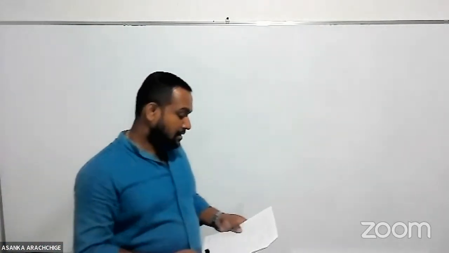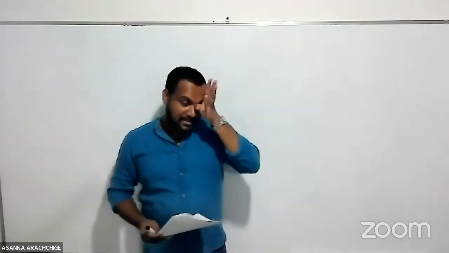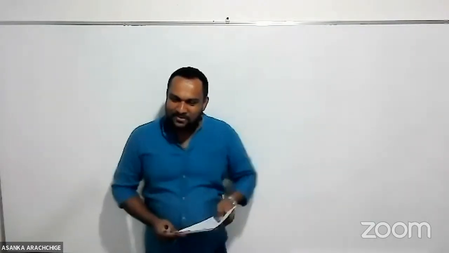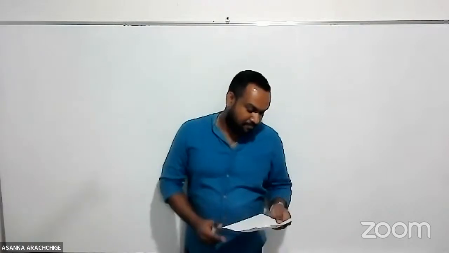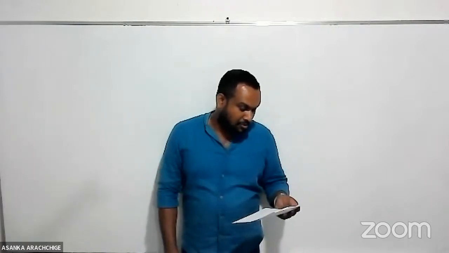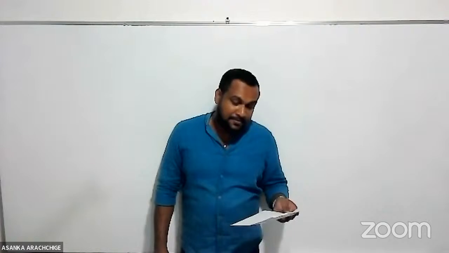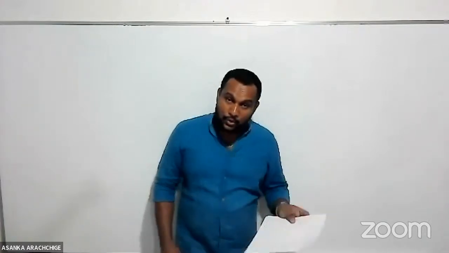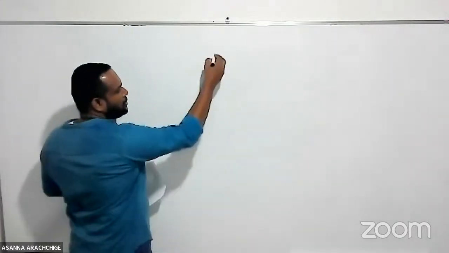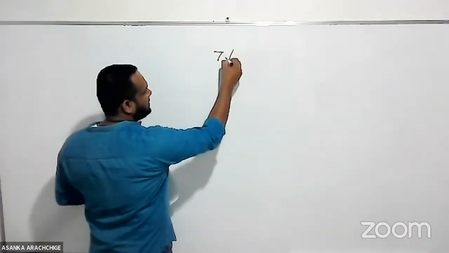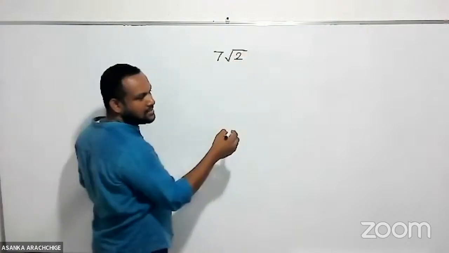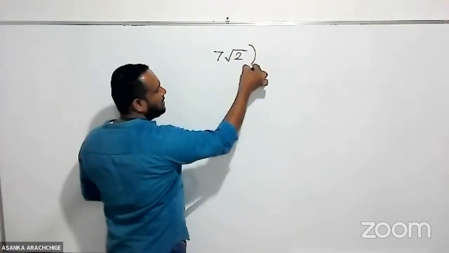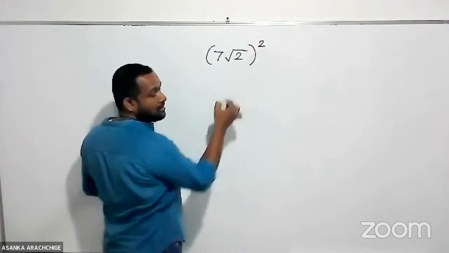Right. Number 10, that is from the very first lesson of the grade 11 syllabus, right? We have to get the square of a surd, 7 times square root of 2. You know, this kind of number is called a surd, no? We have to get the square of it.